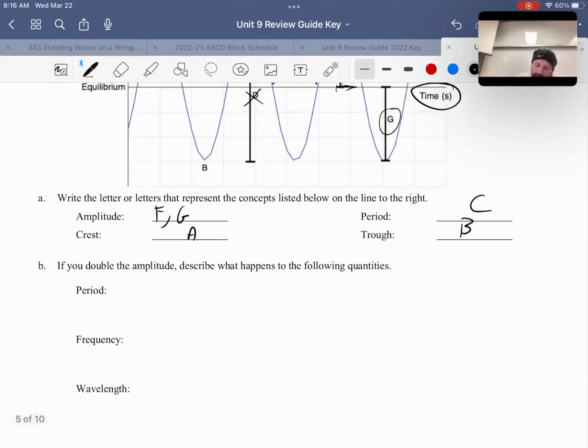All right. Next, it asks you what happens to each of the period, frequency, and wavelength if you double the amplitude. Now, remember with the Slinky, changing the amplitude just meant more energy. It doesn't change anything about the wave's properties. It just means it's going to be a bigger hump or a brighter light or a louder sound. The frequency, the period, and the wavelength do not change with volume or amplitude or anything. So no change.